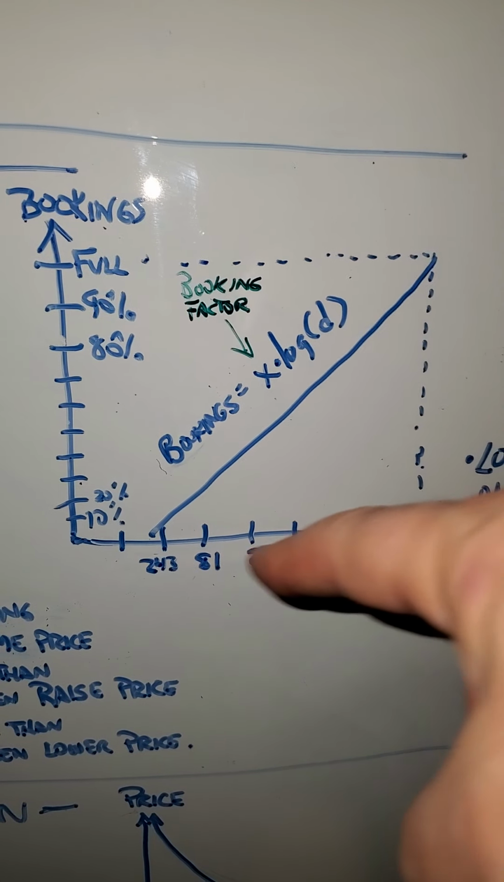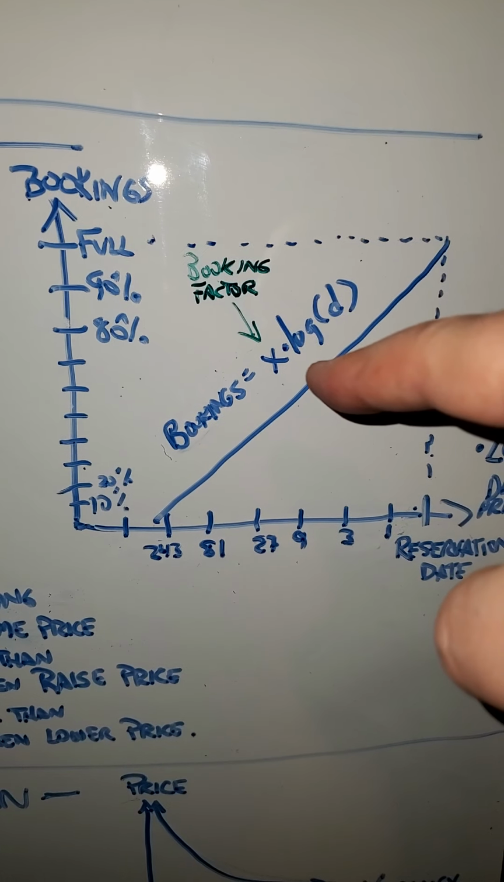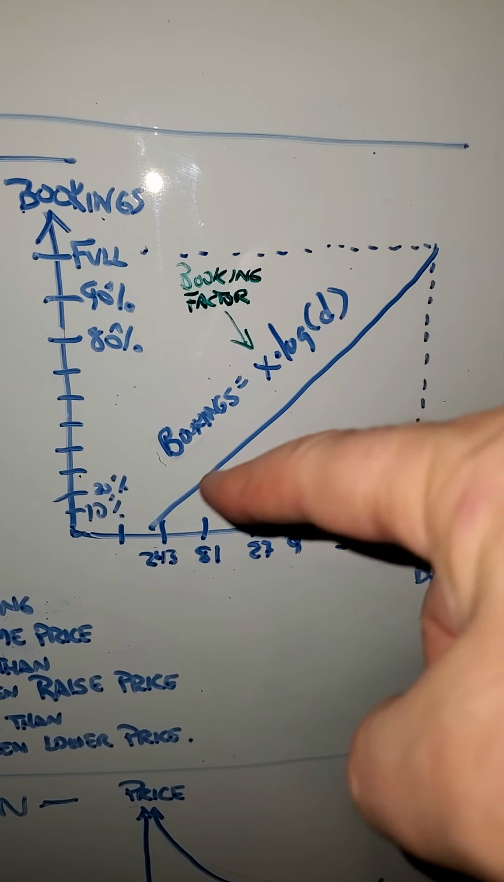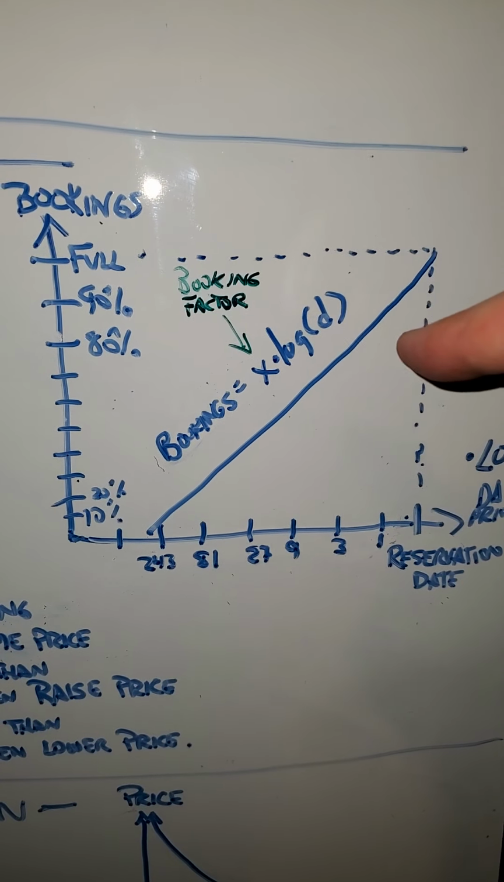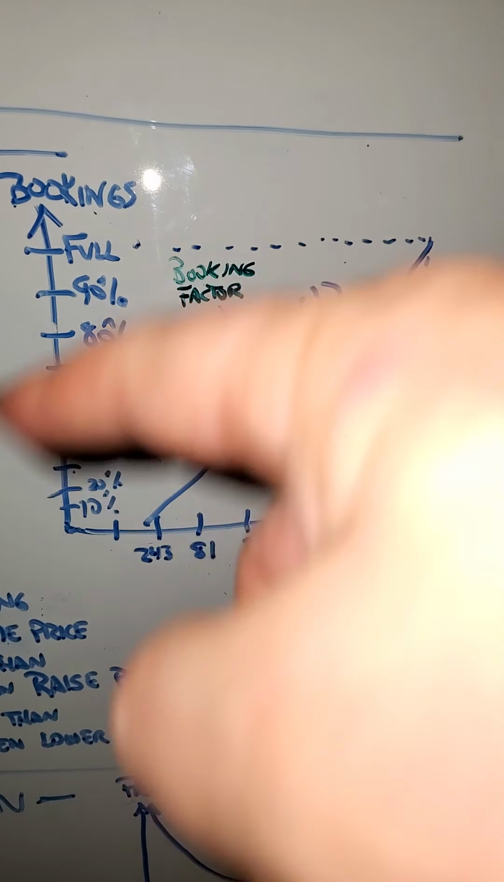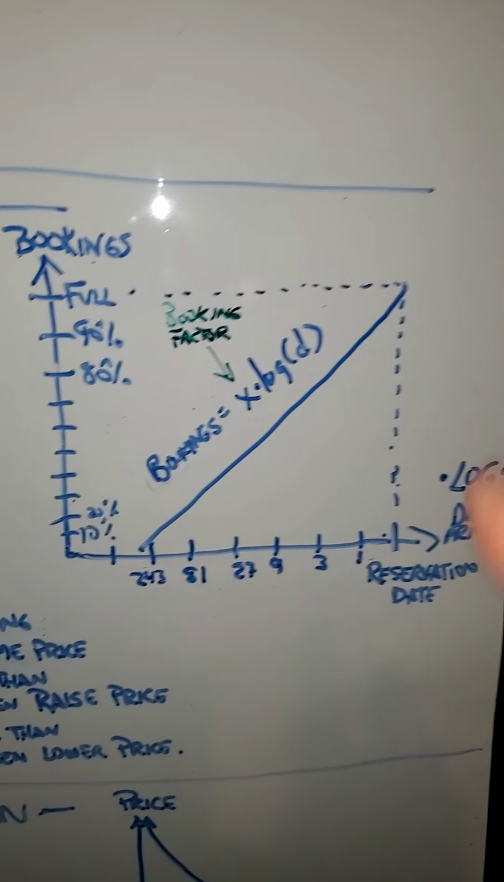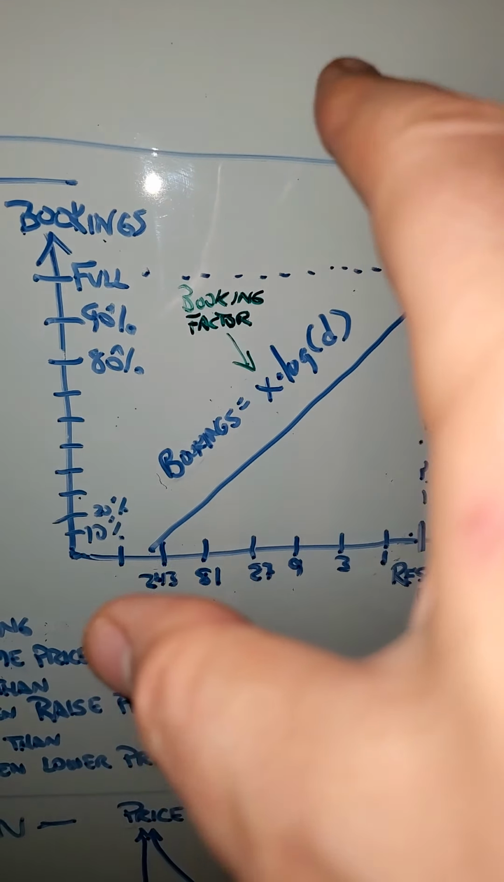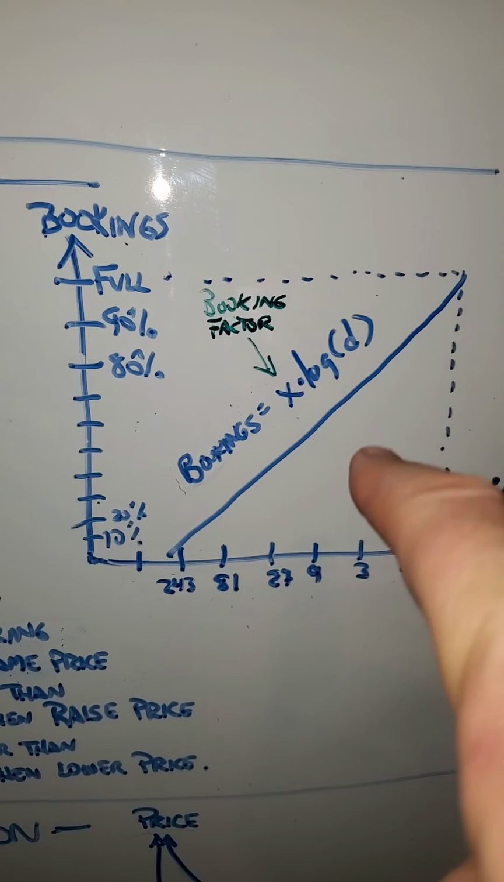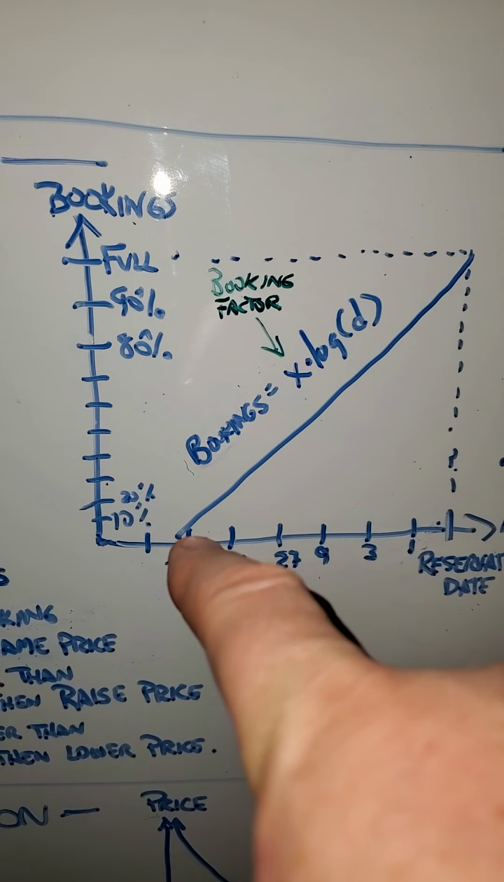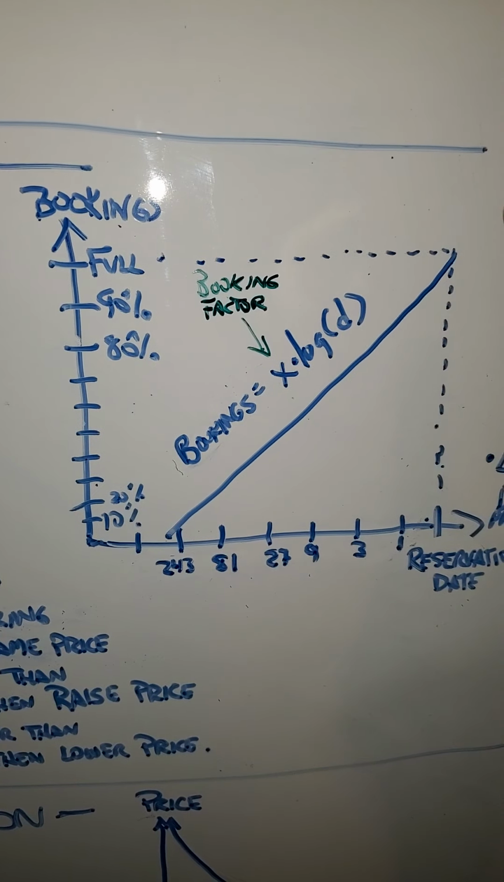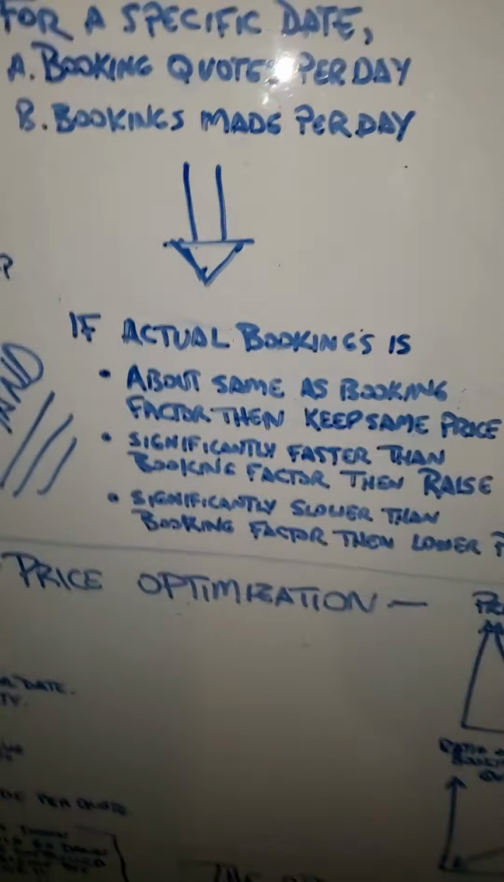D is this right here. So x is basically the slope of this straight line on this logarithmic graph. Okay, this to me is key. This is the ideal booking rate. Now why is it key?